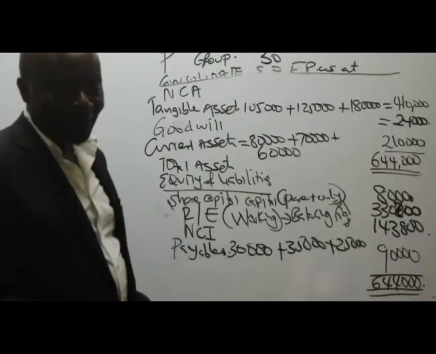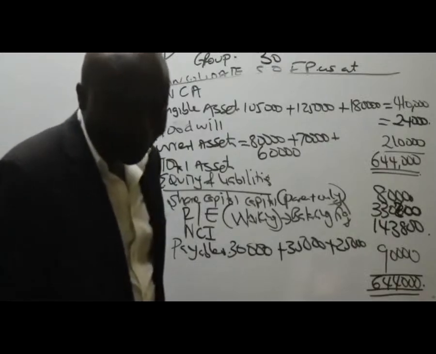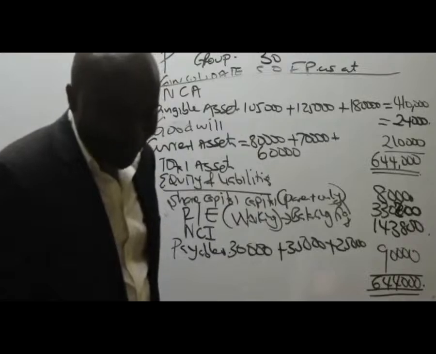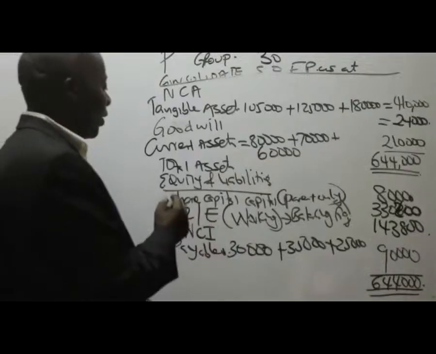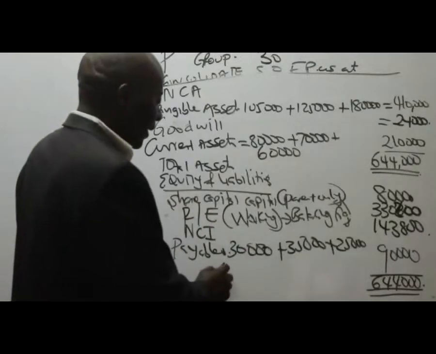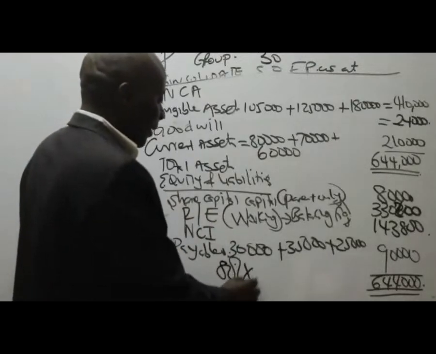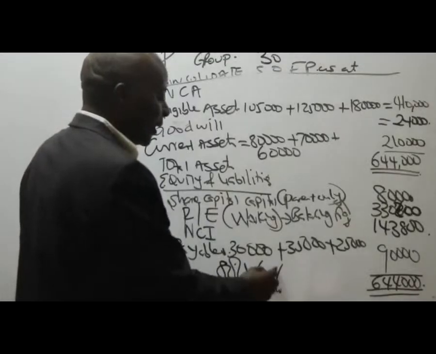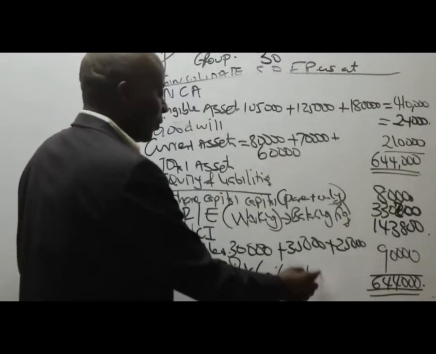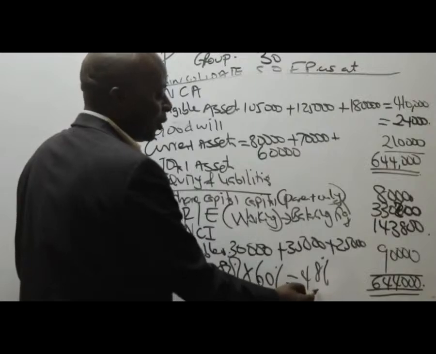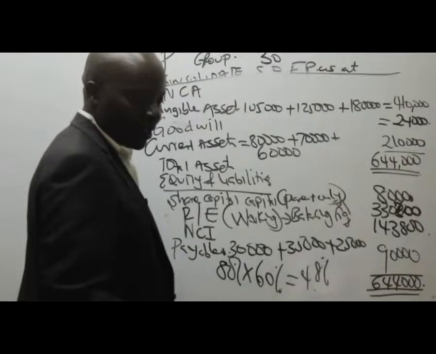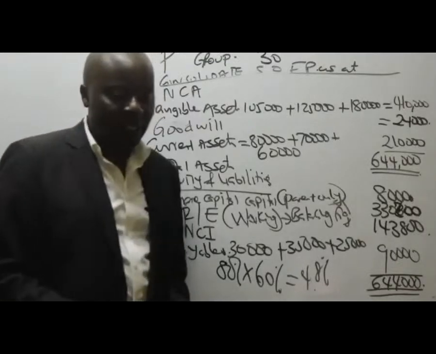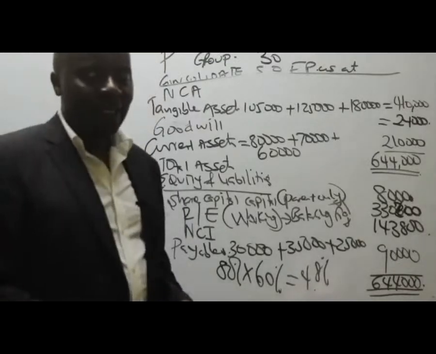How we calculated 52%: if you can recall, the parent had 80%, and then S had 60% in SS. So this gave us 48%. The difference between this and 100, the complementing figure, is 52. That becomes, in this case, the NCI.